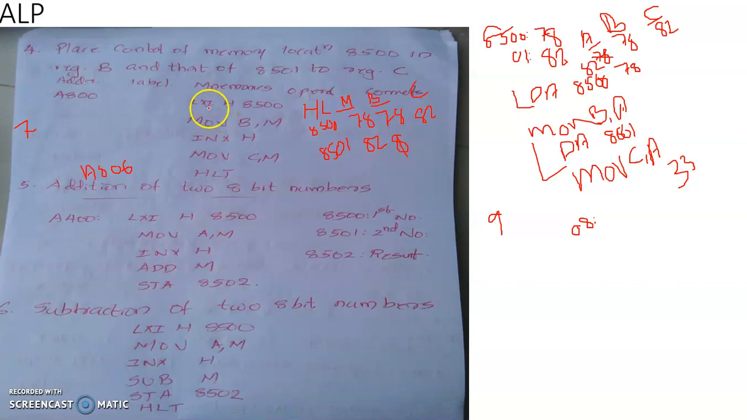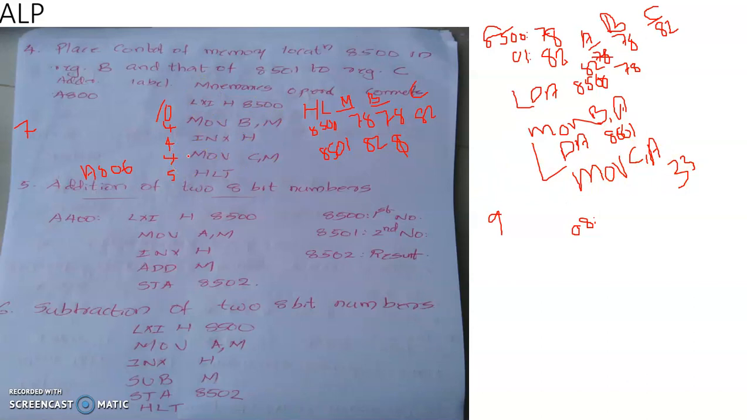Now the T states. LXI H has opcode fetch and memory reads, overall 10 T states. MOV B, M will have 7 T states. INX H will have 6 T states. MOV C, M has 7 T states. HLT has 5 T states. The T state consumption also is much lesser than the earlier program. So this is a good piece of program.